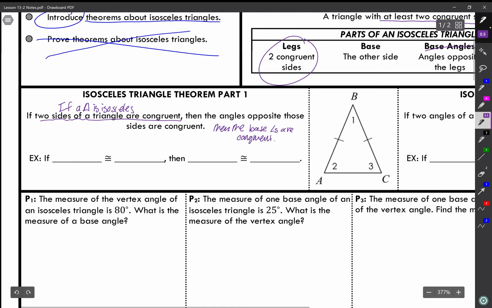Okay, so if we look at our example, the two sides that are congruent are marked right here, AB and BC. So if side AB and side BC are congruent, then the two angles that are opposite are angle 2 and angle 3. We can say that angle 2 is congruent to angle 3. Basically, for every isosceles triangle, two sides are congruent and two angles are congruent.